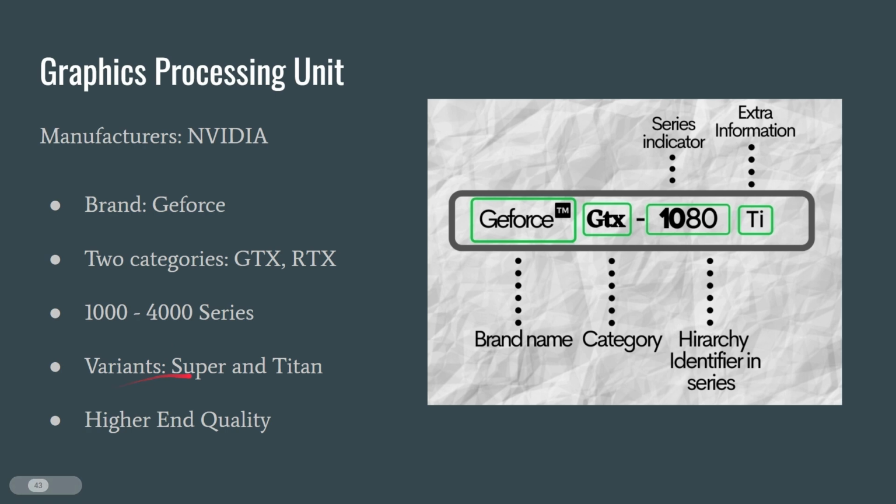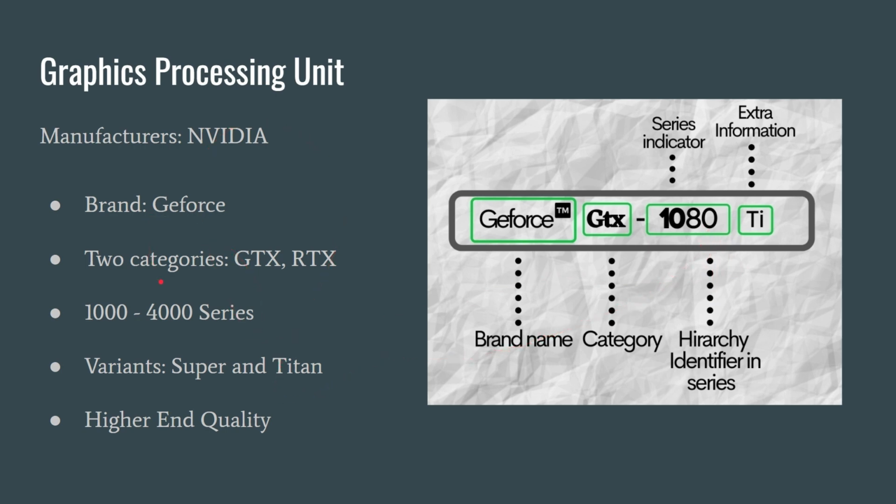And then there's also variants. So this is like the suffixes of CPUs. So there's typically Super and Titan. Titan is the more performant variant, but Super is also a little bit more performant than the base. So you have base, which is no suffix, Super, and then Titan being the most performant in that specific series and category and hierarchy level.